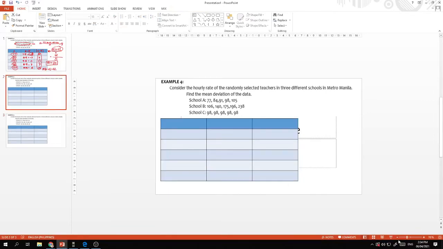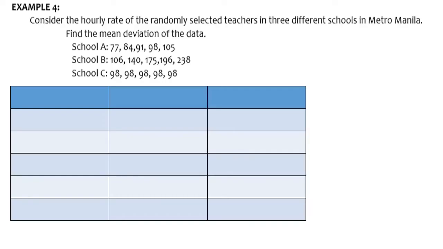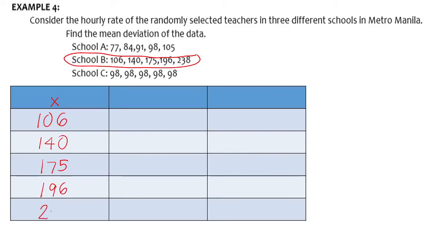Okay, let's proceed to our second one. Let's have school B. So we have x. What are the values of x? Okay, there you have it. Let's compute the mean first. Kindly add all these numbers.